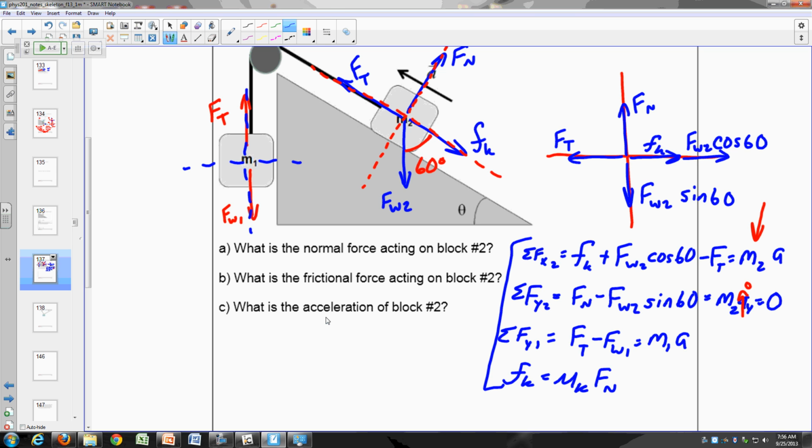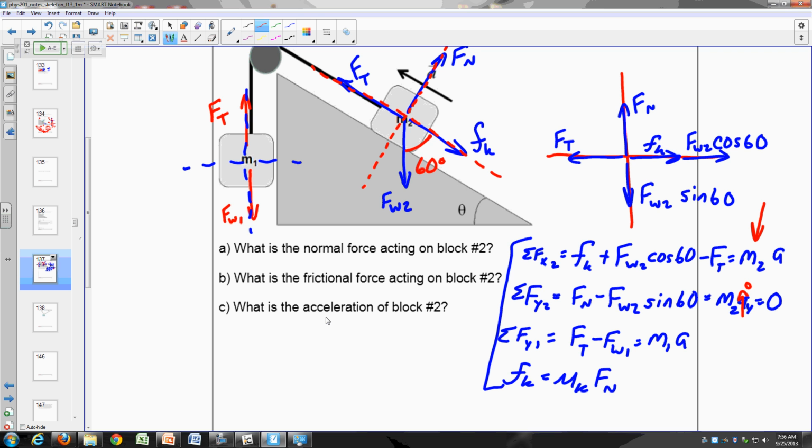All right, so I have 4 equations. So I go through and label all my unknowns. Well, it's not necessary. We'll just follow this, so it's a little easier because I lay out the questions here. What is the normal force acting on block 2? Which of these can we use to find the normal force? Right, that second equation. Notice here that there are no unknowns except for the normal force, because I know what Fw2 is, and I know the mass, so I can find that.